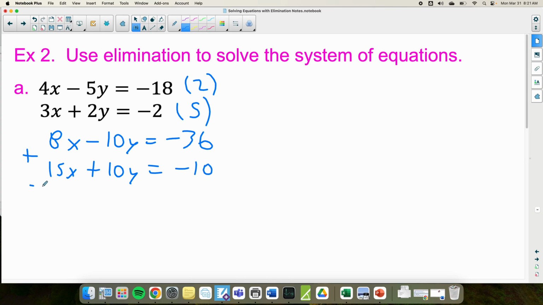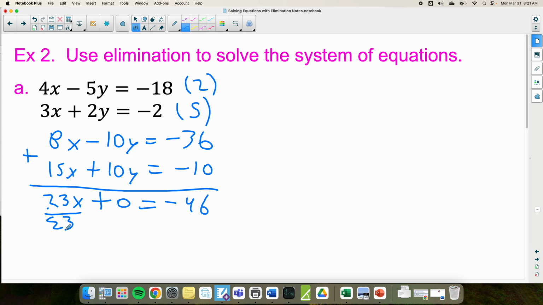So we're going to add those. 15x plus 8x is 23x. Negative 10y plus 10y is 0. And then negative 36 plus negative 10 is negative 46. Then to solve for x, you can divide by 23. And you get x equals negative 2. And now you can plug negative 2 back into one of the equations.